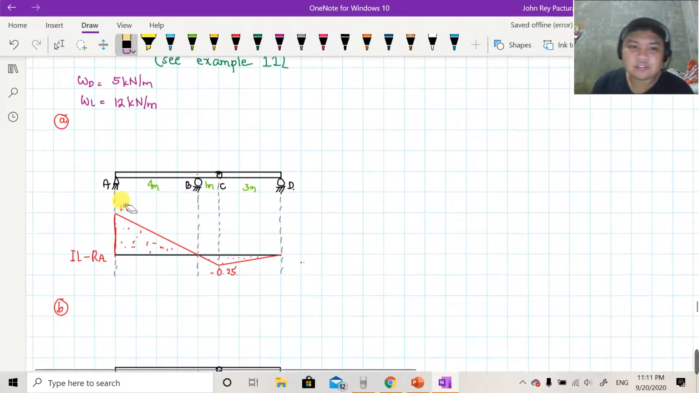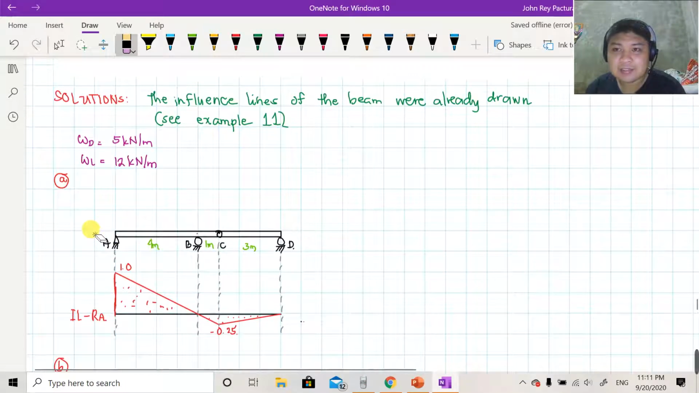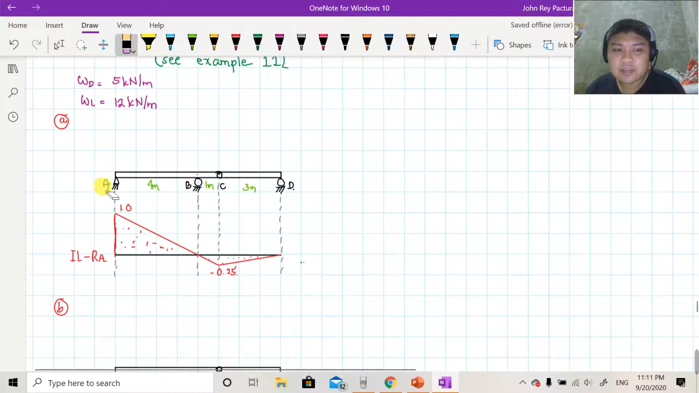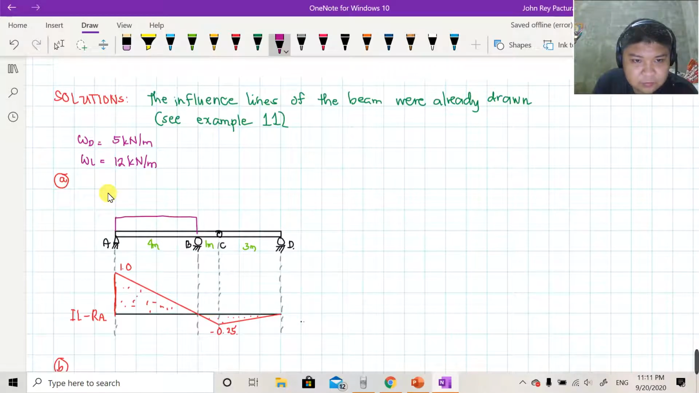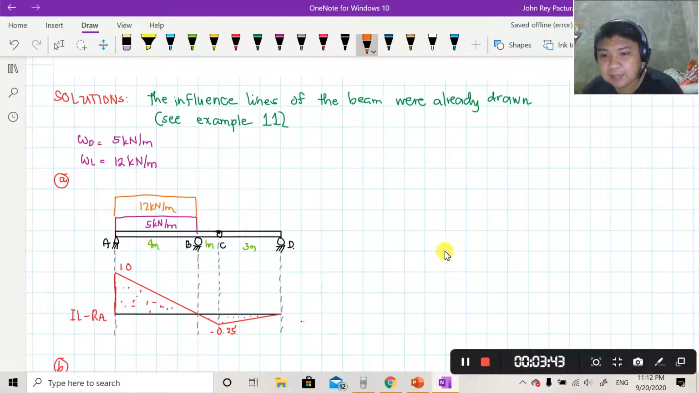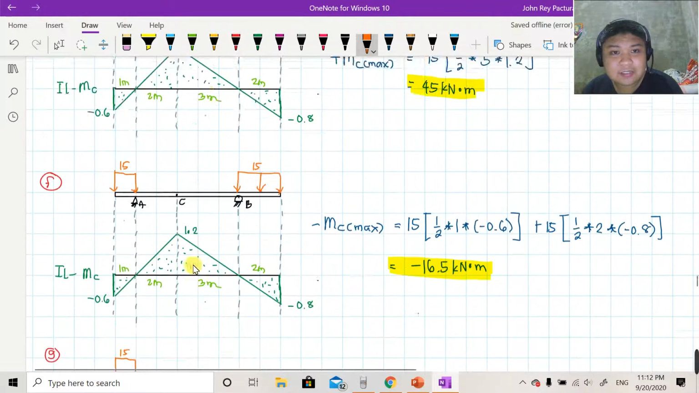So, lahat naman siguro tayo, class, is magkakaisa that in order to obtain the maximum reaction at A, ilalagay mo, class, yung uniform load, say the uniform dead load of 5 kilonewton dito sa A to B lang, tapos ganun din, class, sa B. Okay, no? So, yung 12 kilonewton per meter. So, dapat ganyan yung pagkalagay nyo. The question is, tama ba, class? Kasi ganito yung ginawa natin, class, last time, di ba?